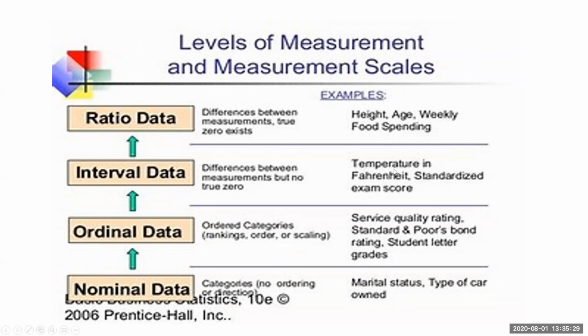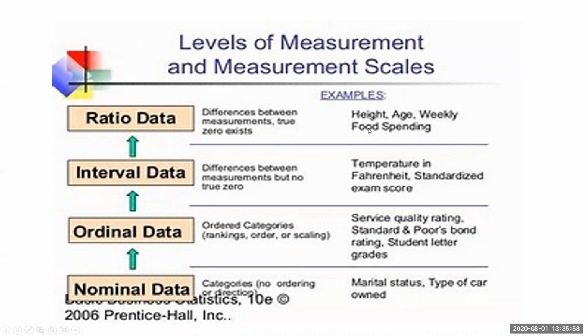Interval level of measurement would apply to temperatures in Fahrenheit, standardized exam scores, you know, a number that you get on the SAT. And then ratio: height, age, amount of money you spend on food.